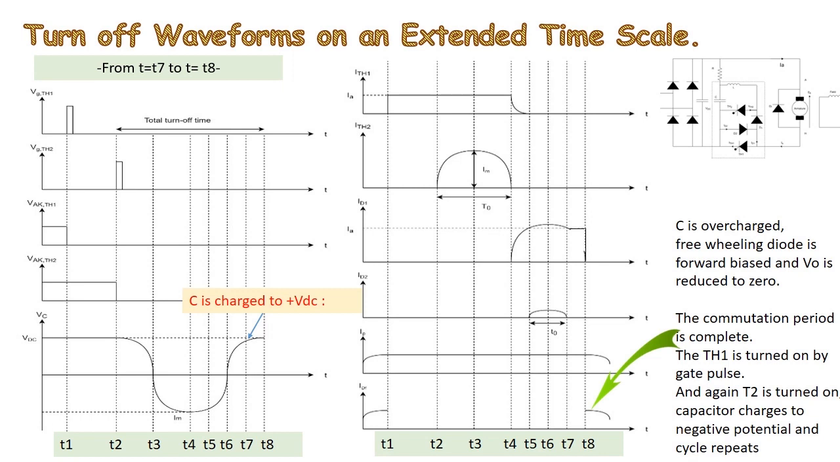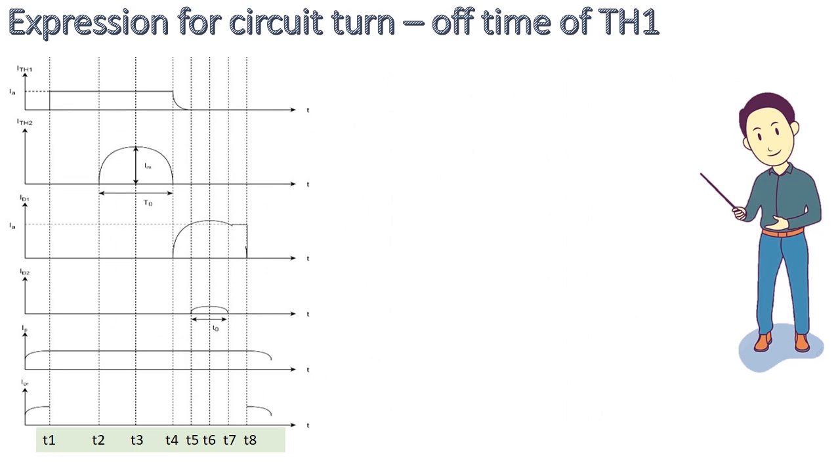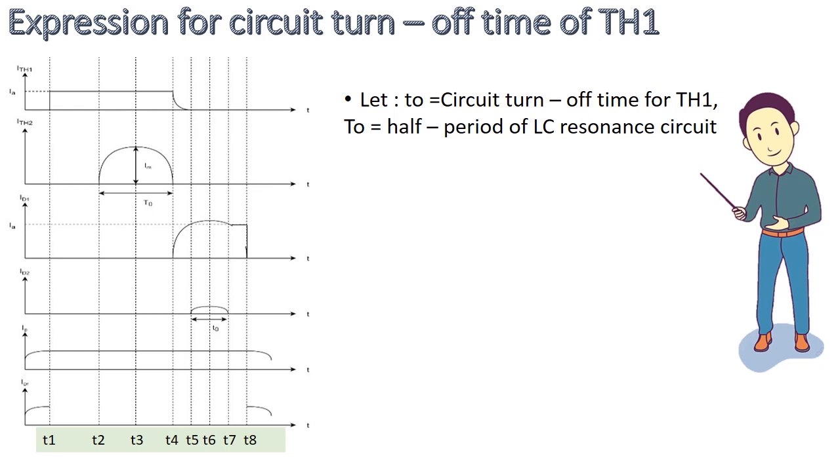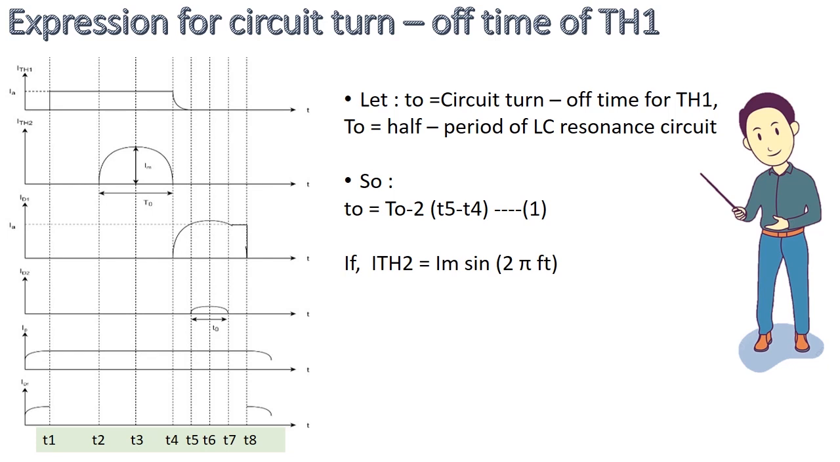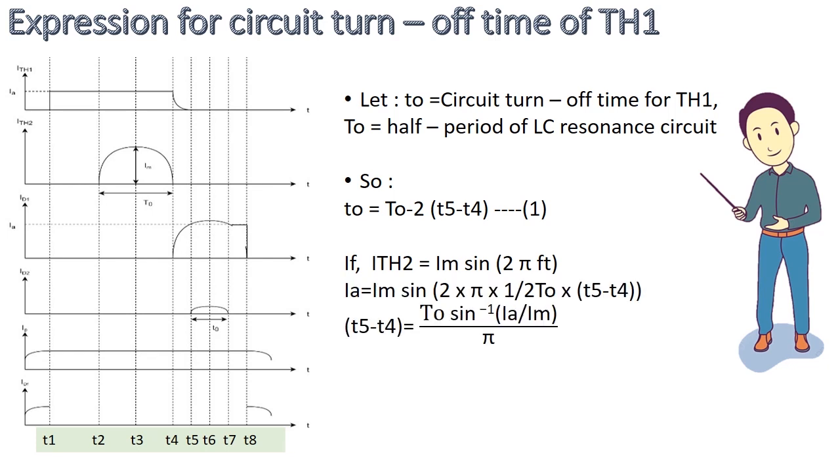Now let's get an expression for the circuit turn-off time of TH1. Let TO be the circuit turn-off time for TH1, and capital TO is half the period of the LC resonance circuit. So small to is equal to capital TO minus 2 times (T5 minus T4). That is our equation 1.